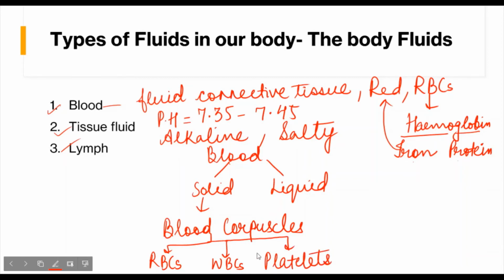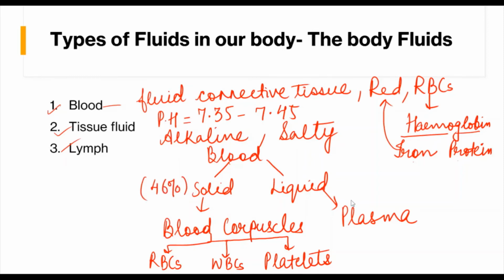Okay, children? So, solid component. Next is what? Liquid component, beta. It is known as plasma. Now, if we talk about the percentage of solid component, children, then solid component is around 46%, and the liquid component, that is the plasma, is around 54%.